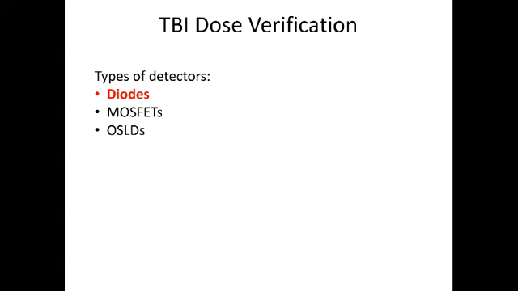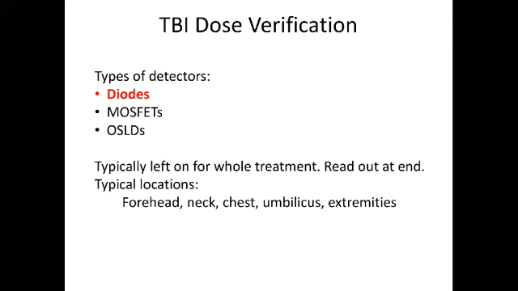Now let's talk about verification. You want to make sure that you've delivered the right dose. And so different types of detectors are possible during treatment. And here are 3 of them. And I believe that diodes are the most commonly used detectors for this type of setup. And one of the main reasons is they're easy to use and you can get an immediate readout during or just after treatment. So these devices are typically left on for the entire treatment, read out at the end, and here are some locations where they might be placed. And then you would read out the dose at each location and make sure that it's homogeneous. In other words, that the compensator was built correctly.